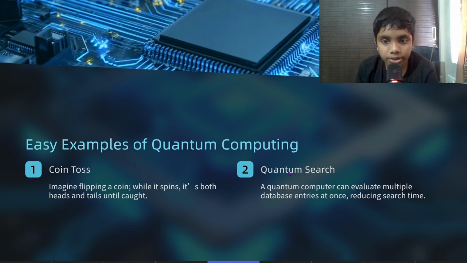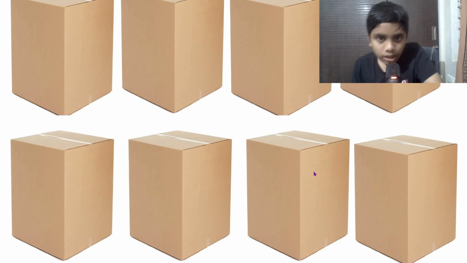So quantum search. What is quantum search? This is a very good one. I'm gonna explain it with the 8-box analogy. So guys, this is the 8-box analogy. This is a very famous analogy to explain quantum search, or generally to explain how fast quantum computing is. So there are 8 boxes, okay? Now one of them has a treasure chest. Let's just think the 7th box has a treasure chest.